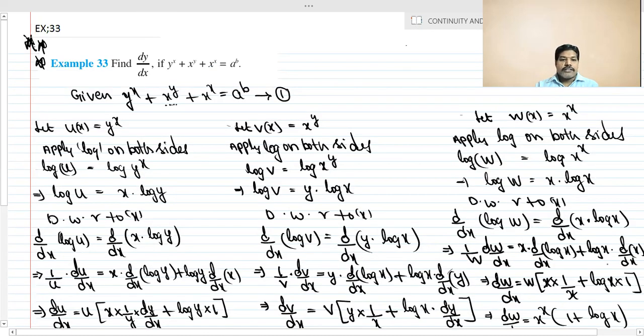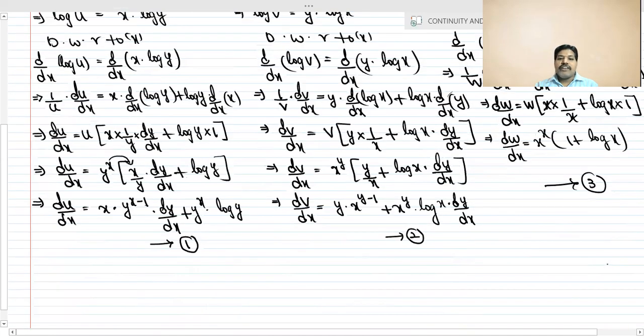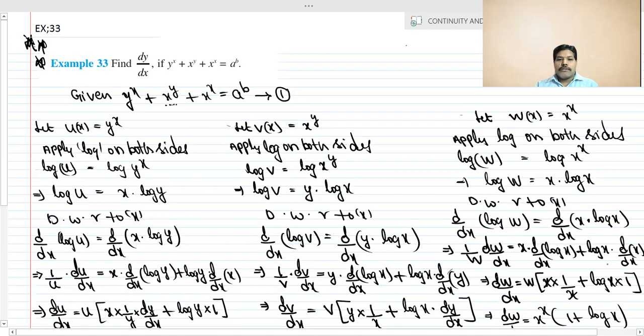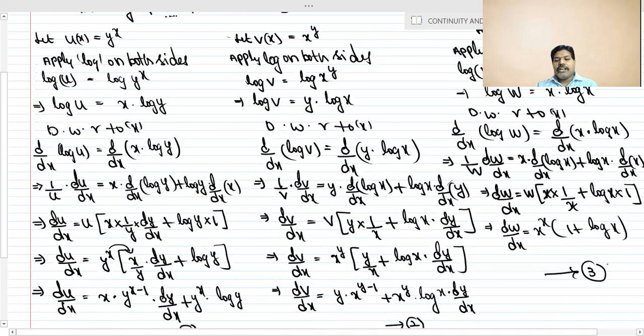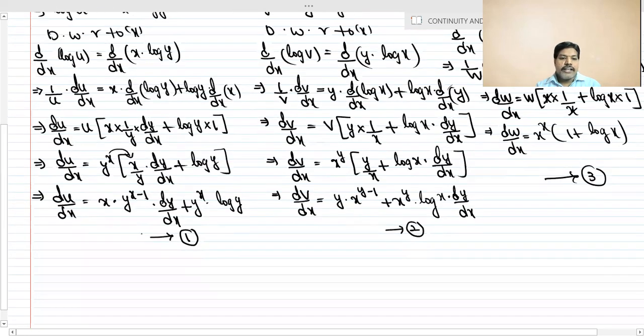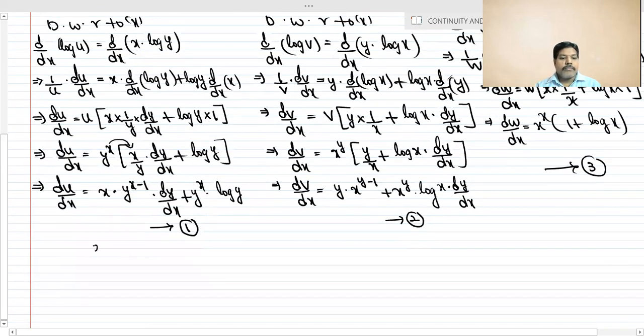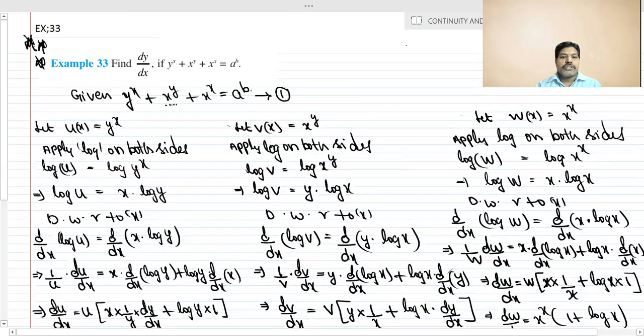Then I took v is equal to x power y. Same, apply the log and apply the derivative. What we will get, students, is dv by dx. Next, the third one, we took w as x power x. Similarly, apply the log and apply the derivative, and you get dw by dx. At the end, you can give the Roman numbers for these equations.